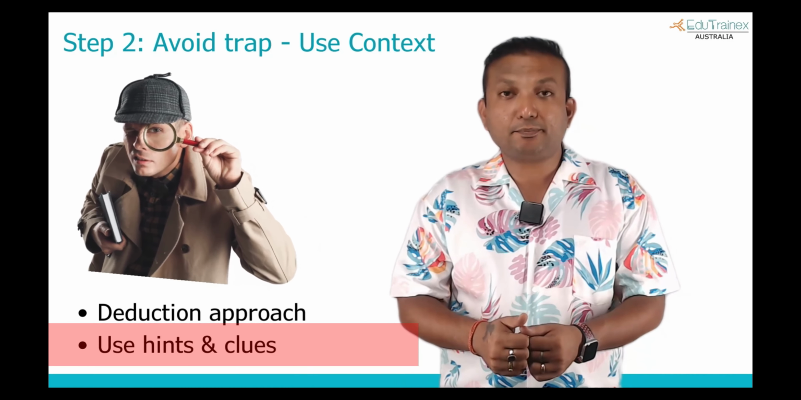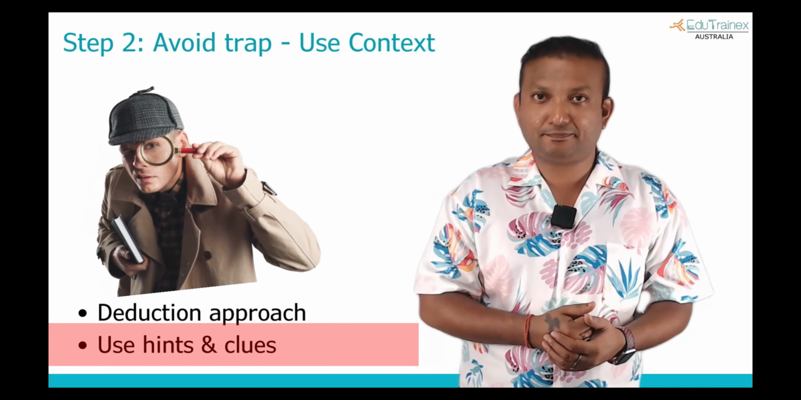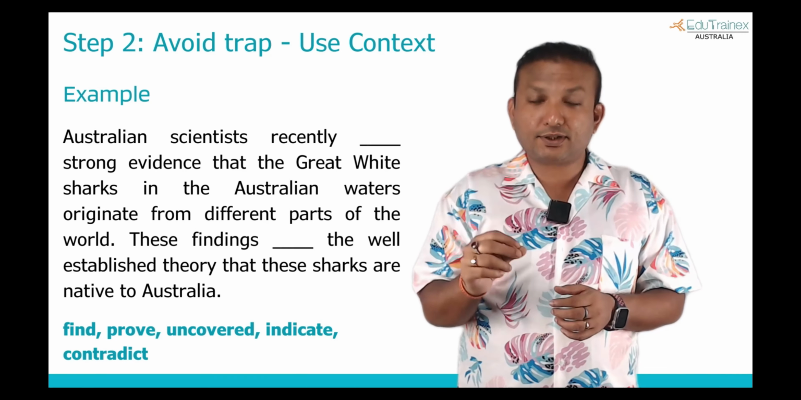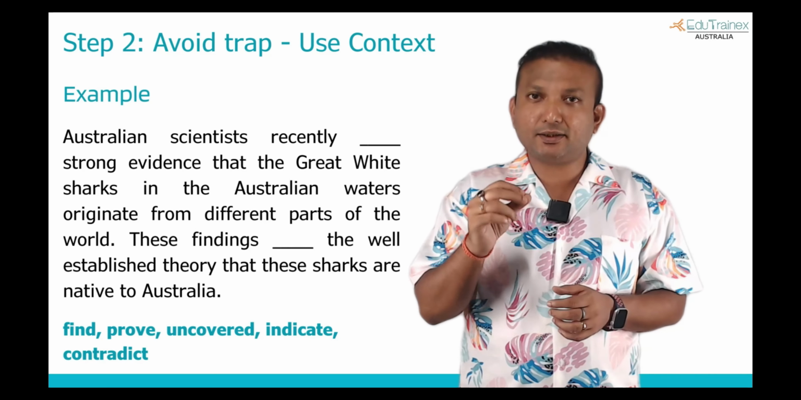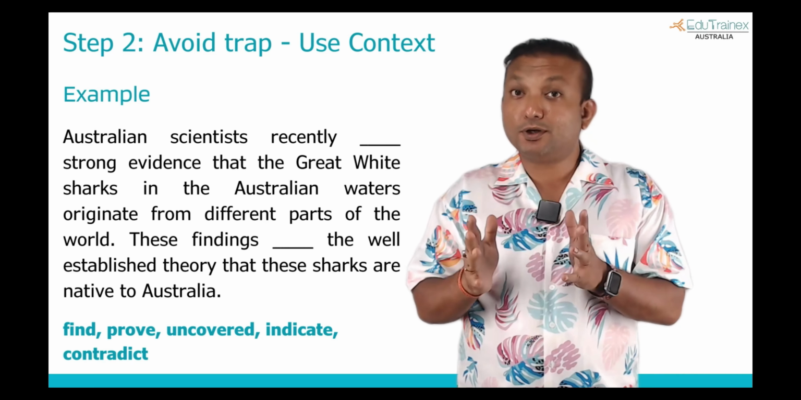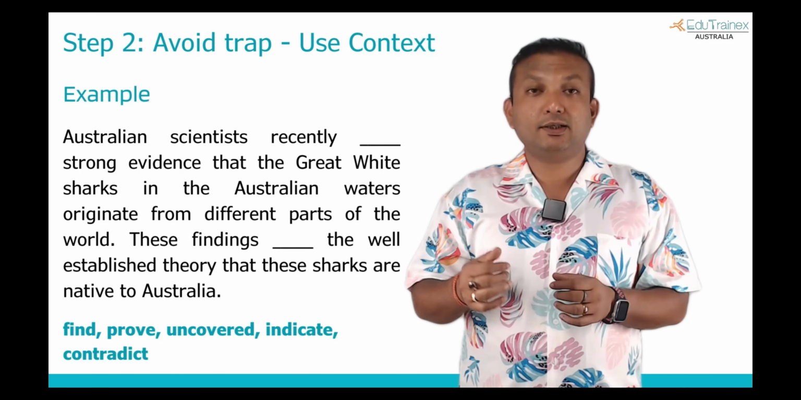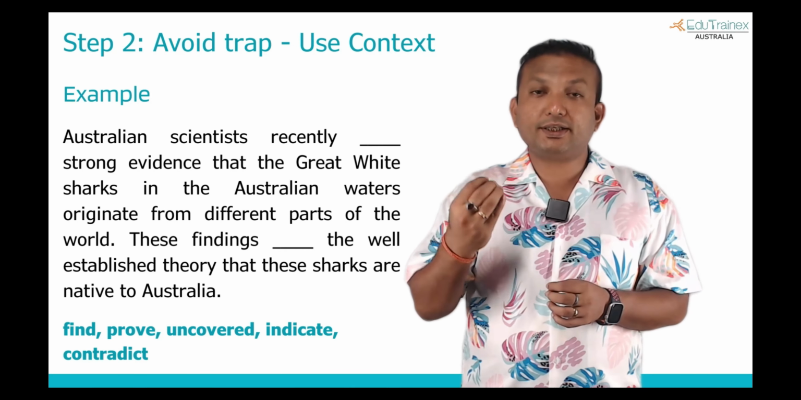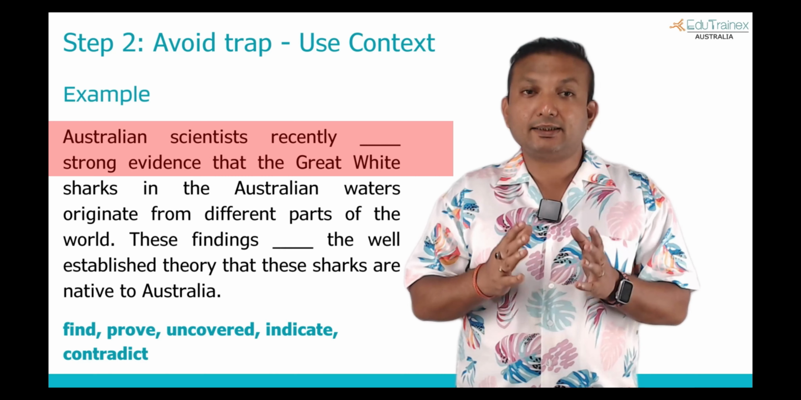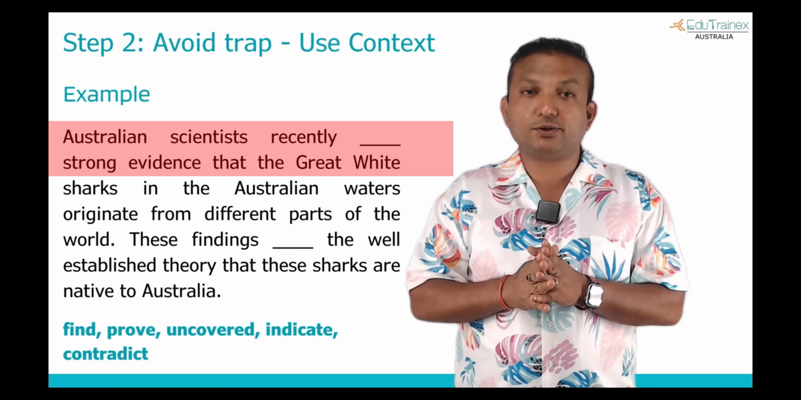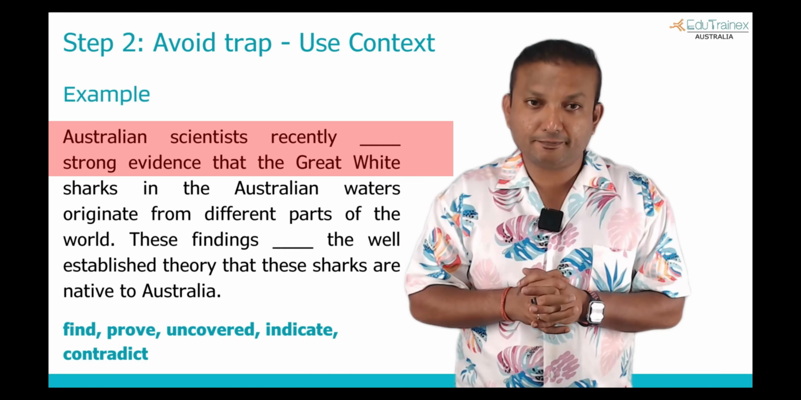Okay, let's look at an example and then you will understand more what I mean. Why I have put this as avoiding the trap is because if you don't understand the context well, you will fall into a trap. You will select another word which is not meaningful there. In this example, it talks about Australian scientists recently dash strong evidence that the great white sharks in the Australian waters originate from different parts of the world.